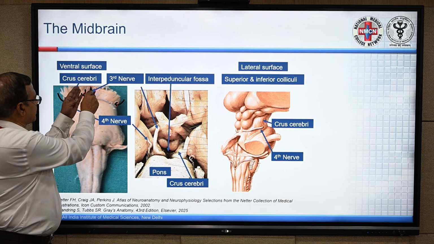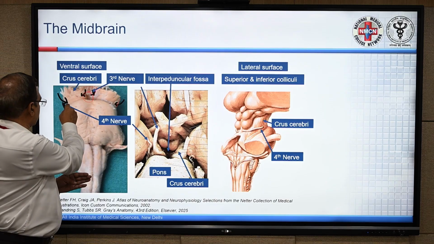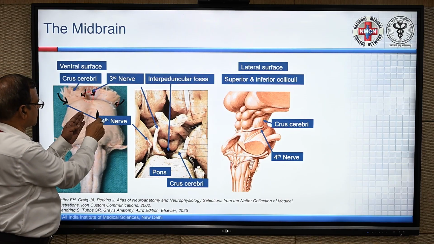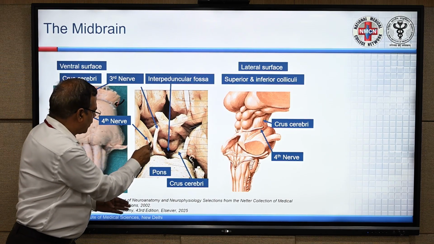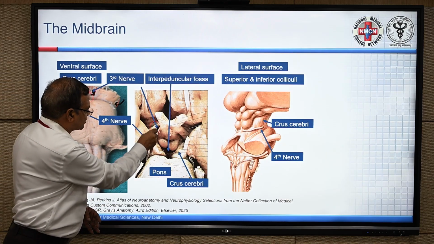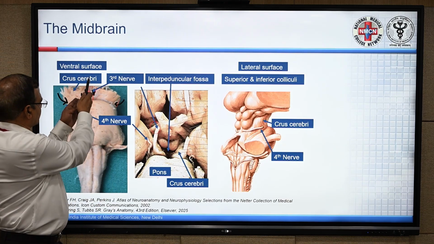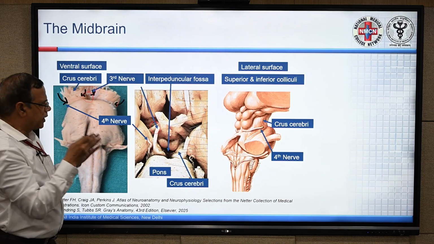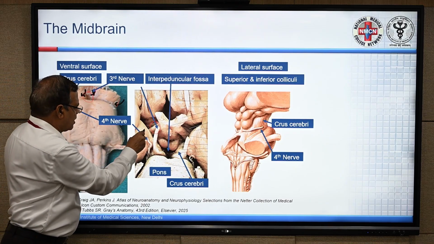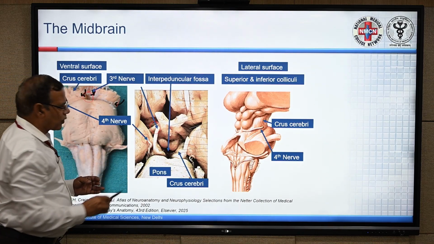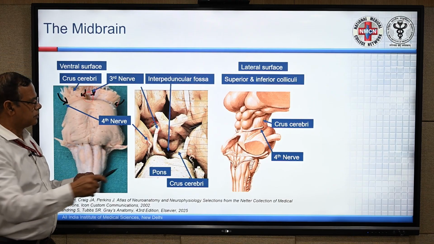On the medial side is the third nerve, and on the lateral side the fourth nerve is coming. So what you see here, this is the third nerve coming from the ventral surface of the midbrain, and this is the fourth nerve coming from the dorsal surface of the midbrain.